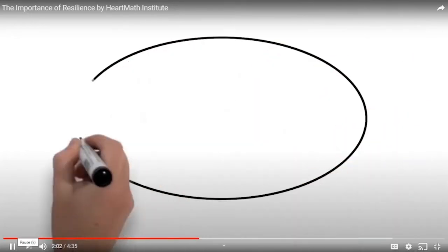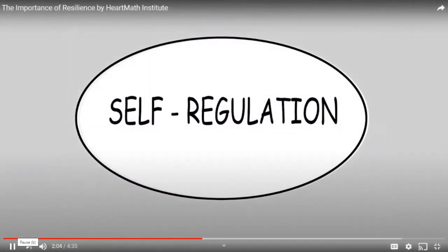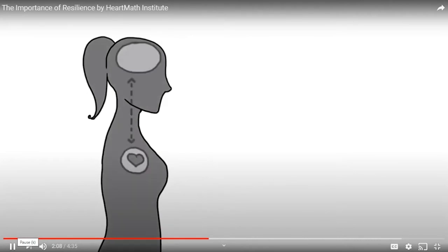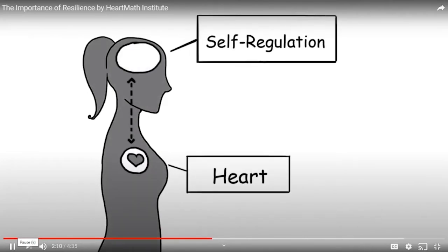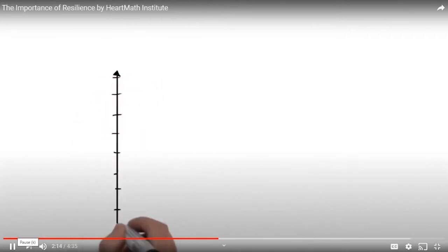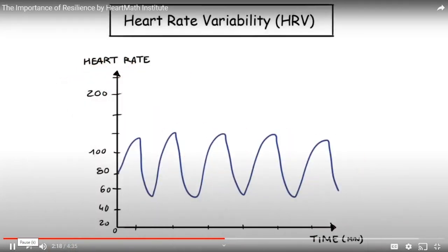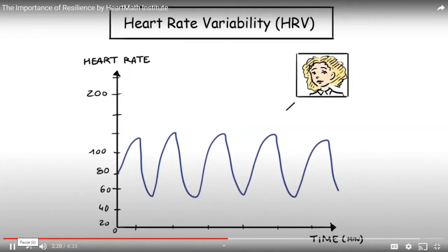A more scientific term for this is self-regulation. As it turns out, there's a direct connection between what the heart is doing and our ability to self-regulate. The heart rate of a healthy, resilient person actually changes with every heartbeat. This is called heart rate variability, or HRV.